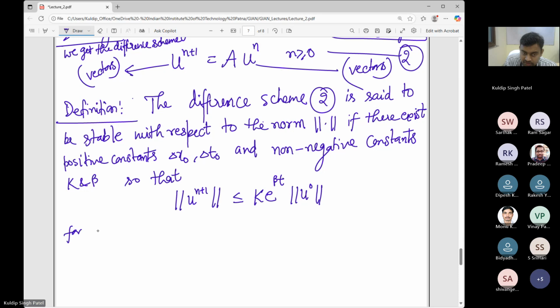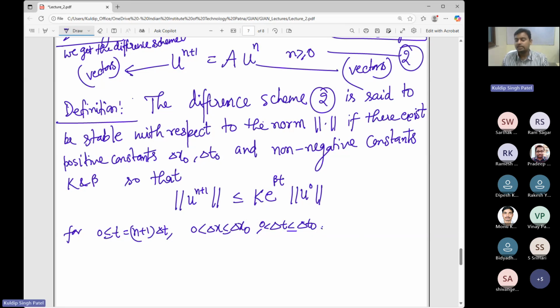This holds for any t, and delta x less than delta x naught and delta t less than delta t naught. The idea is simple: our solution is not allowed to grow arbitrarily. It's not like your solution at time level n is somewhere here, and at time level n plus 1 it is very different from time n. The solution should not grow arbitrarily. If this condition is satisfied, we say that our scheme is stable.